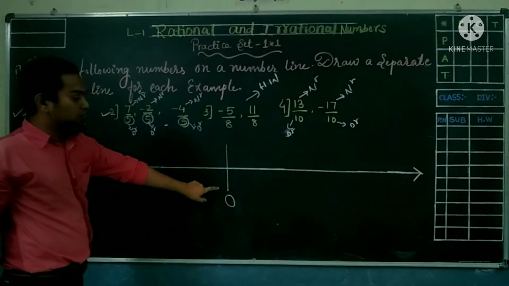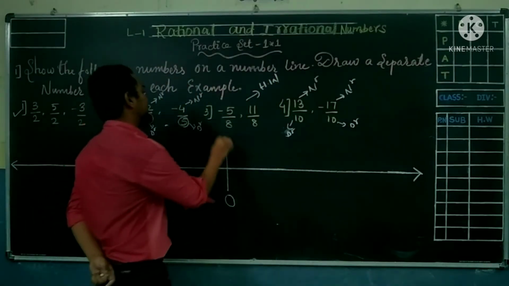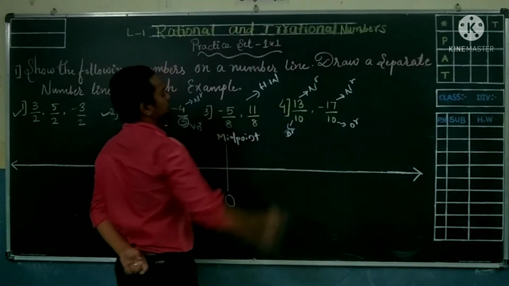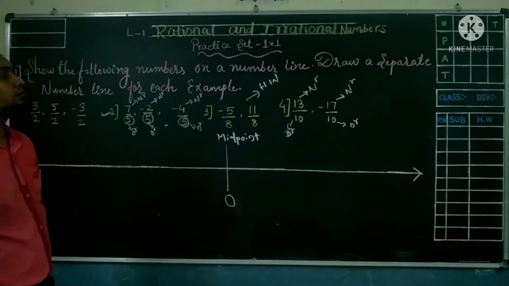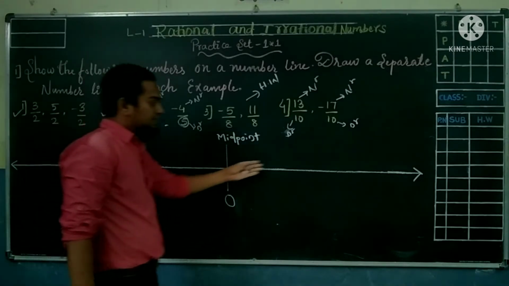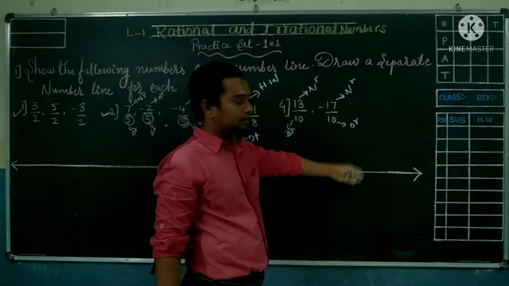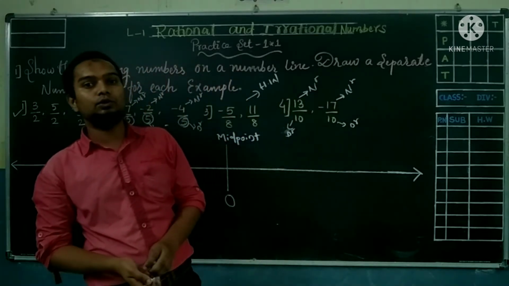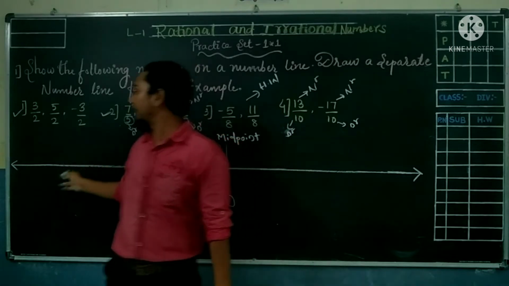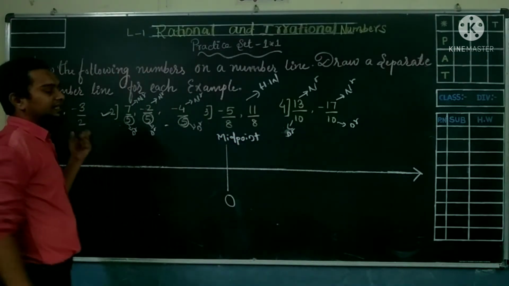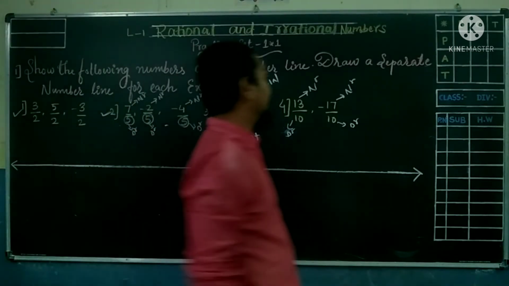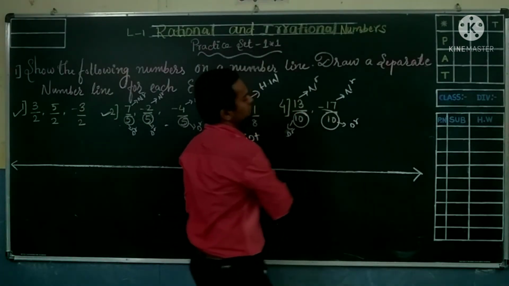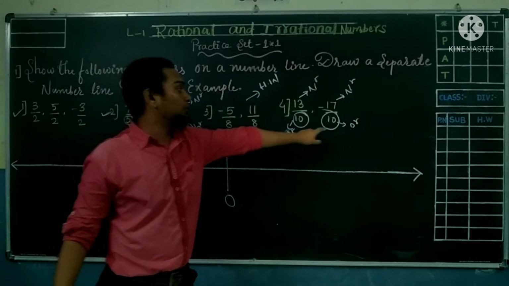Okay. 0 is the midpoint. On the right hand side, positive values. The right hand side is positive value and the left hand side is negative value. Here the denominator is given.